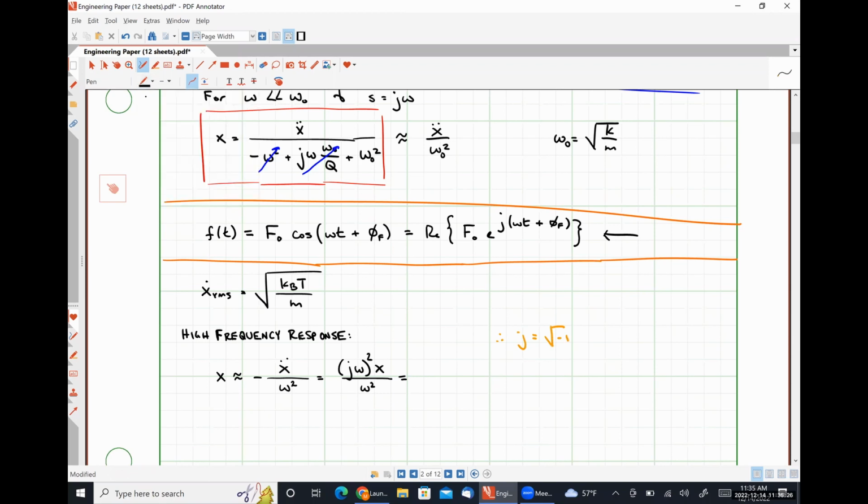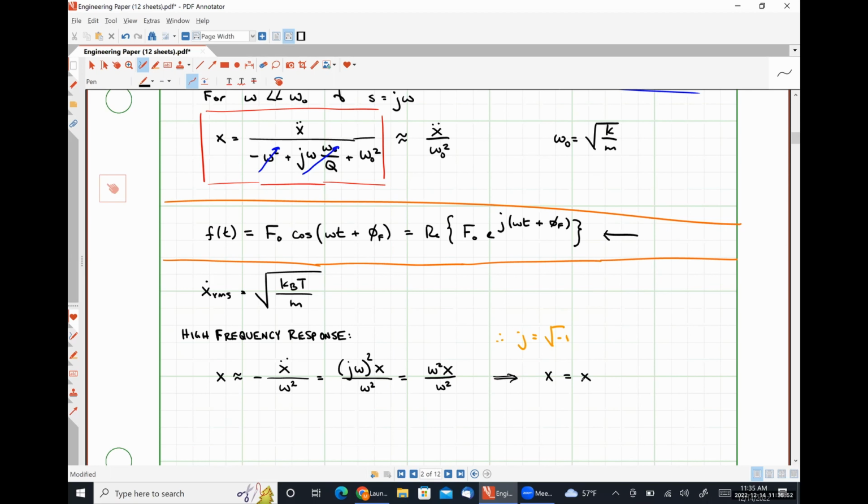So what's going to happen here effectively is that I'm going to have X is approximately equal to omega squared X over omega squared, or simply, displacement is equal to displacement.